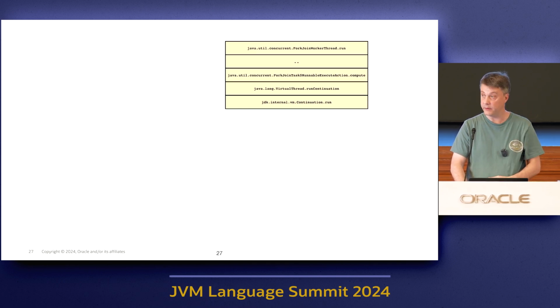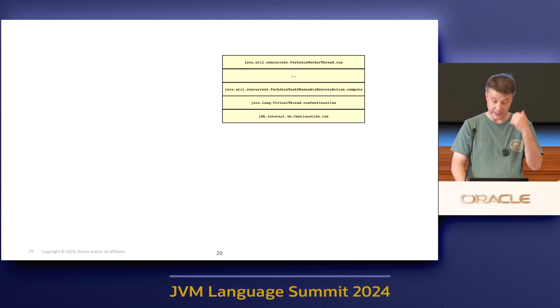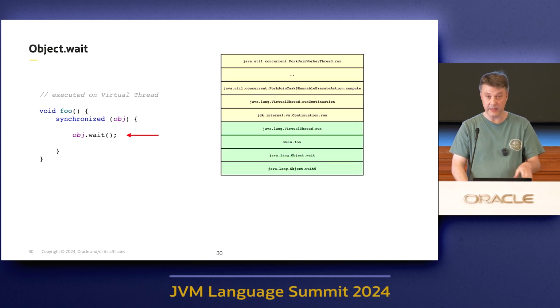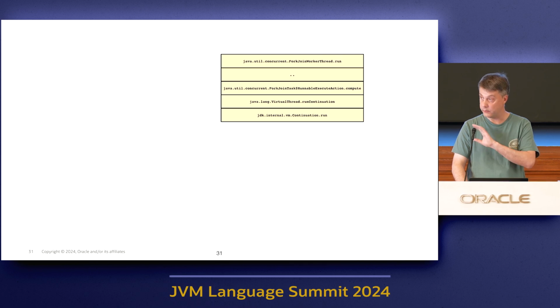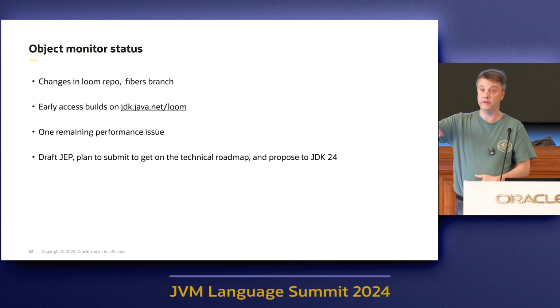We release the carrier to go and do other work. Great. Monitor enter: the monitor is owned by someone else. Now we actually get our preemption. We release the carrier to go and do other work, which is great. Object wait, exactly the same thing. We were able to release the carrier and do other work. So all good.